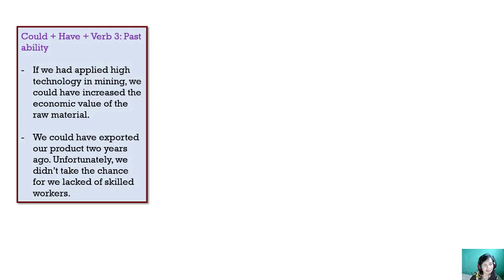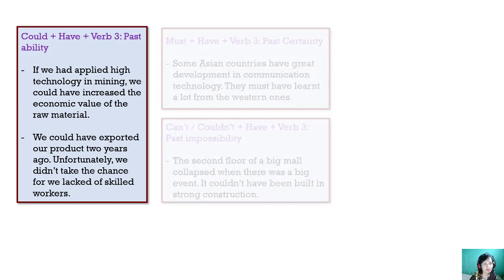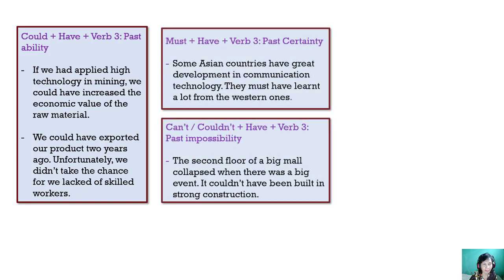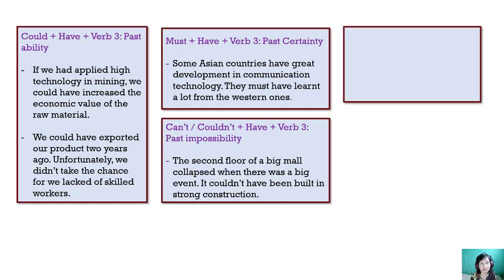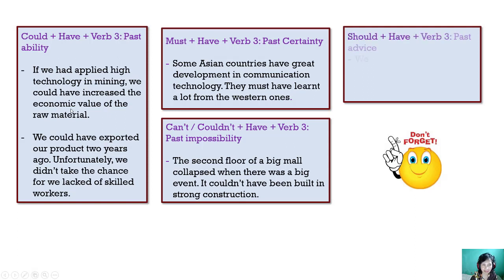Okay, let's continue. Could have plus verb 3 shows past ability. I hope you have watched my video about past ability in modal verbs. In modal verbs, it is the ability that happened in the past, but here it is modal perfect. So the past ability is contrary to the past fact. That's why we can also have it in conditional sentence type 3.